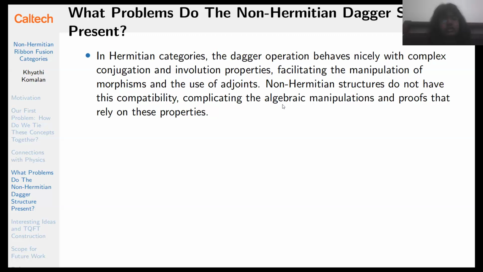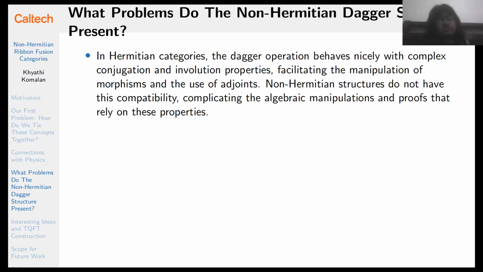So in Hermitian categories, the dagger operation behaves nicely with conjugation and involution properties. And what this basically means is that the equations behave a lot nicer, because you're going to be taking adjoints a lot, and these satisfy certain properties that are compatible with the whole structure of the category, making it much easier to work with. And you have a lot more equations that you can use, which really helps with the algebraic manipulation.